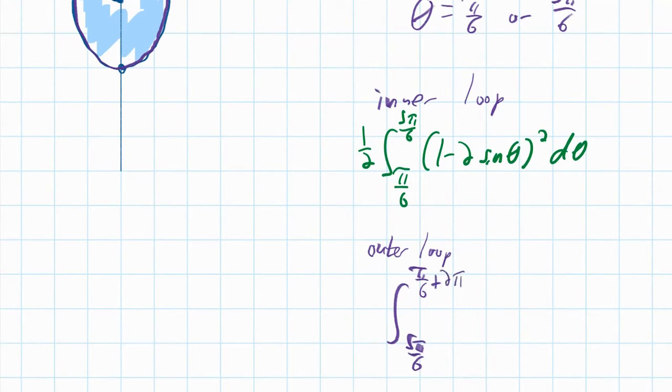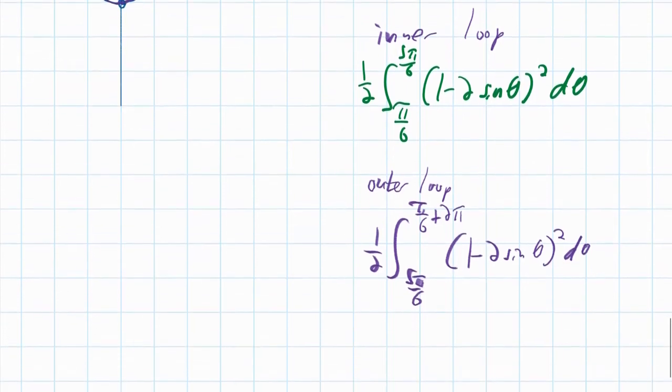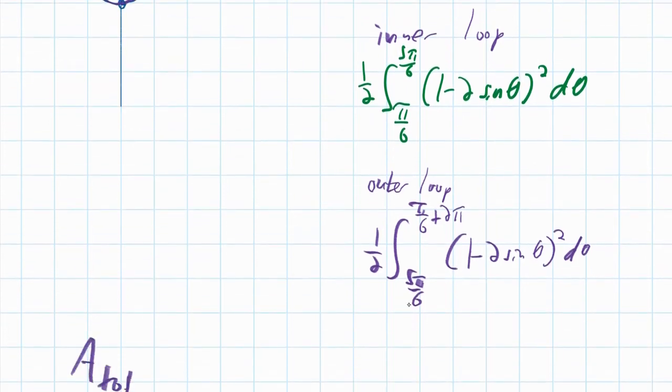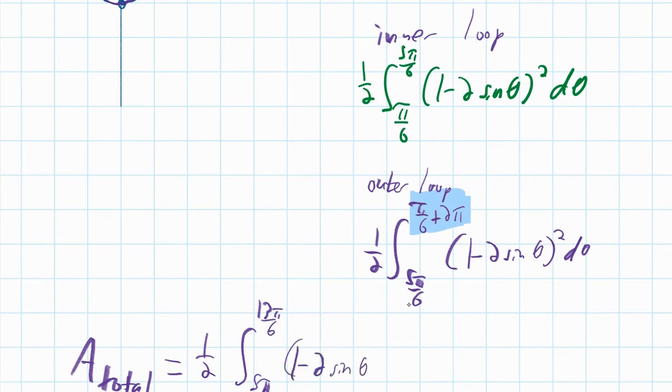We want to move a complete cycle. And this is the same integral, 1 minus 2 sine of theta squared d theta. So the total area is equal to, I'm going to factor the 1/2 out, the integral from 5 pi over 6 to 13 pi over 6, because that's the sum of pi over 6 and 2 pi, of 1 minus 2 sine of theta quantity squared d theta.